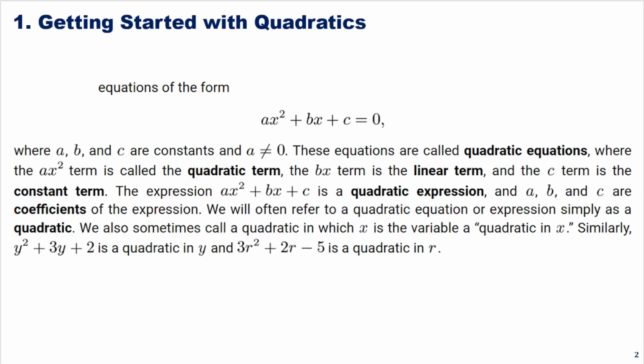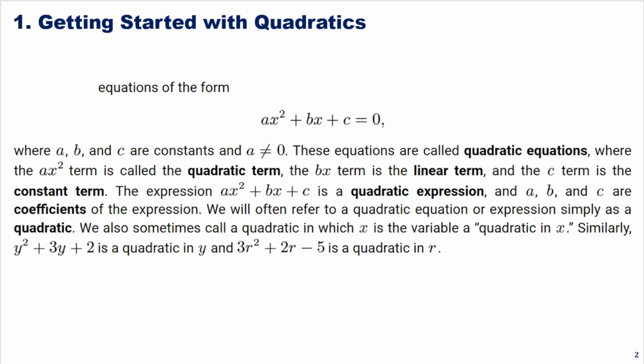So any equation with this form, ax squared plus bx plus c equals 0, where a, b, and c are coefficients, and x is an independent variable, is called a quadratic equation. Of course, here a is not 0, otherwise it's a linear equation, not a quadratic one.